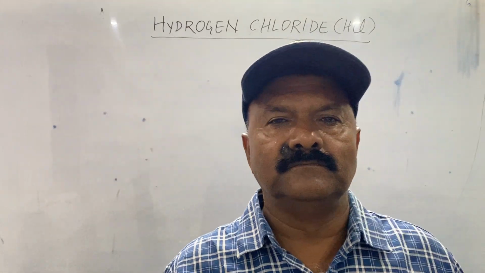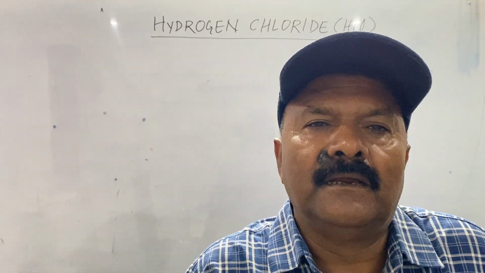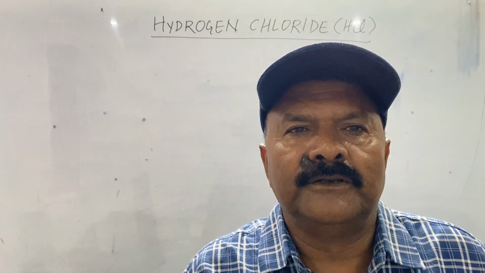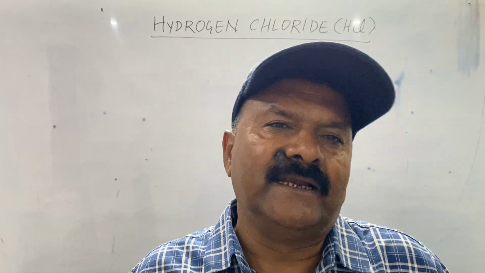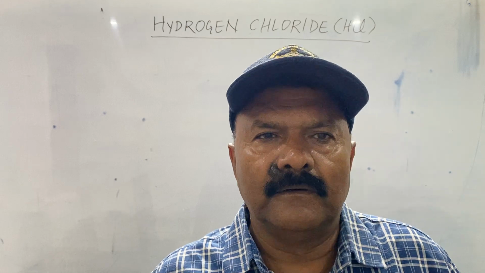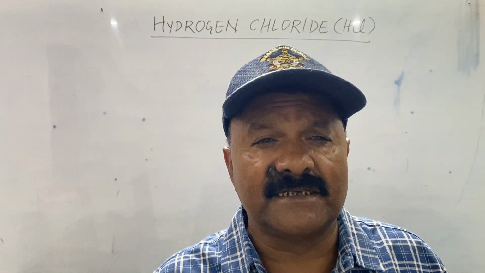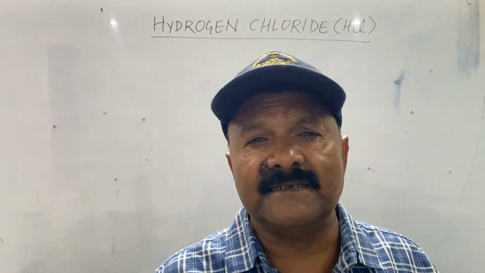Well, today I'm going to teach you all the preparation of hydrogen chloride gas, which is symbolically represented as HCl. The formula of hydrogen chloride is HCl.